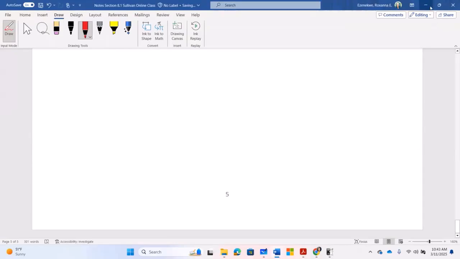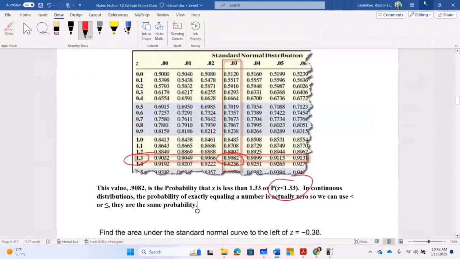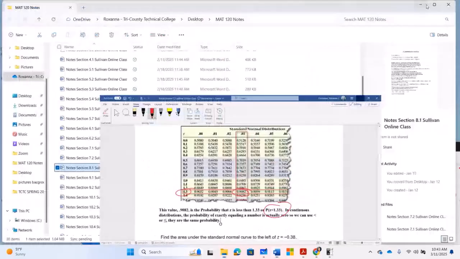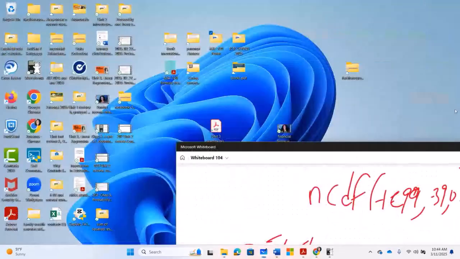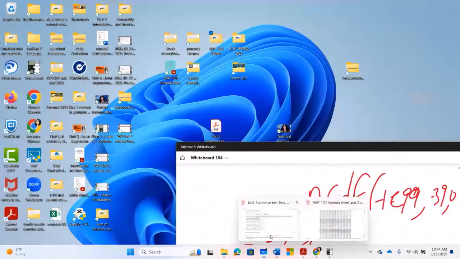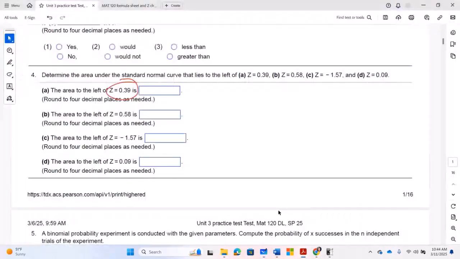Okay, so we are going to practice tests. We are working on questions on central limit theorem. This is the last section for Unit 3.